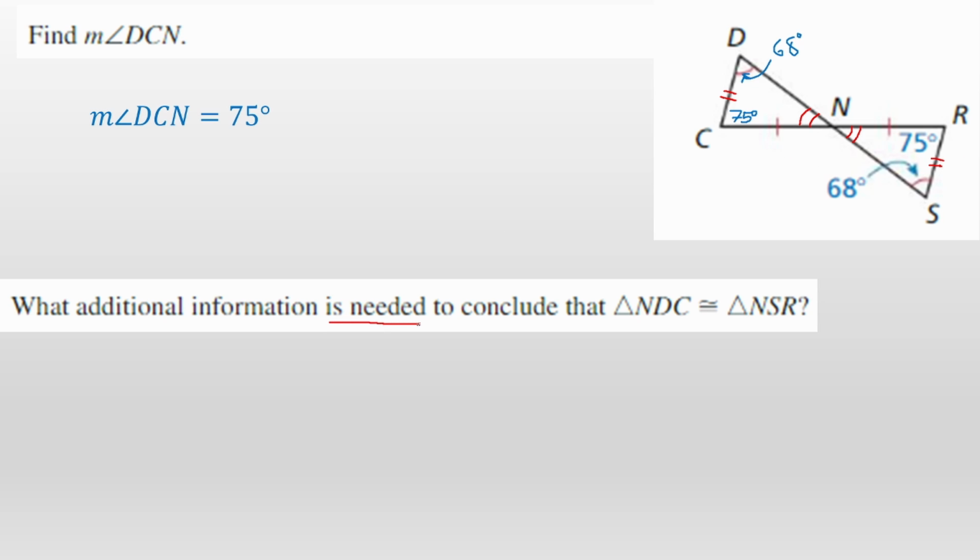So again, what information is needed? The other thing that I would need would be that side DN is congruent to side SN. So those would be the two things that I need. So DN and SN and DC and SR. I don't have those things, but again, it's asking what information is needed in order to claim that the two triangles are in fact congruent.